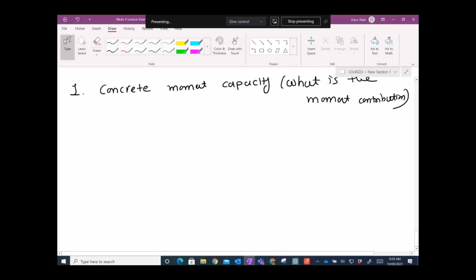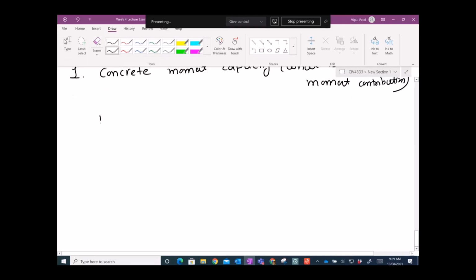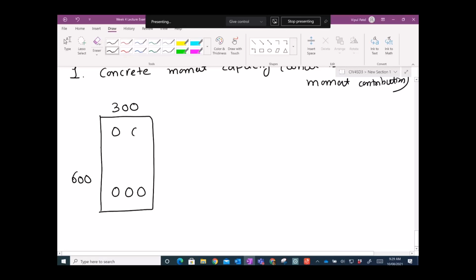If you take a value for this one, let me draw it. So this is 600 by 300, and let's put some reo here. If I draw the force only, you have these concrete stresses, and for those concrete stresses you have this concrete force, and let's say you have this tension bar, this tension force in the concrete as well.